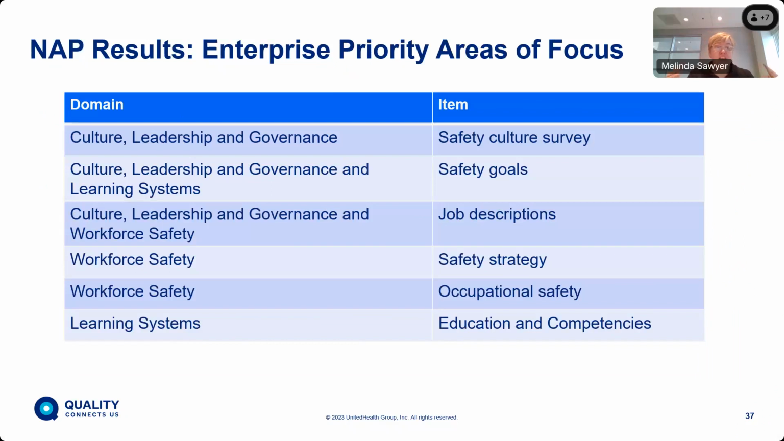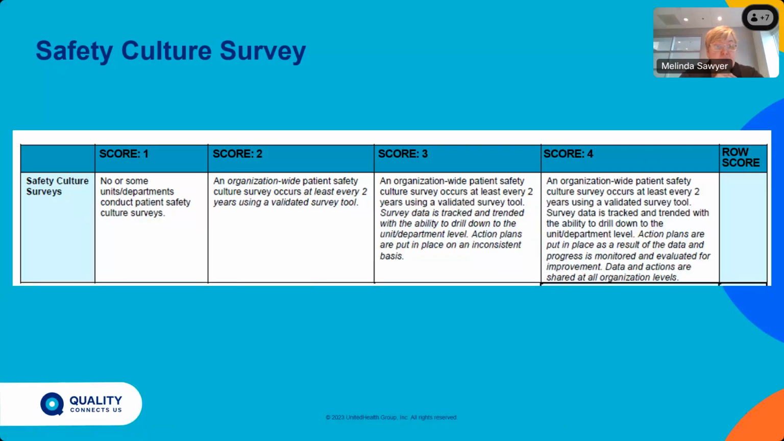And then what we did at the enterprise level, through that iterative process, was identify some key areas of focus for us to take on. We wanted to take on safety culture survey, safety goals, job descriptions, and then in workforce safety, both the safety strategy and occupational safety, as well as learning and competencies. So I'm going to cover a couple of these in the next slide, just to highlight some of the work we did.